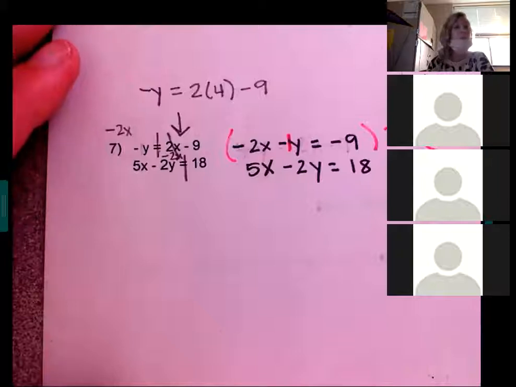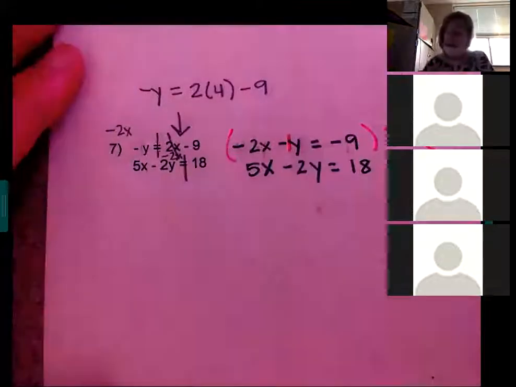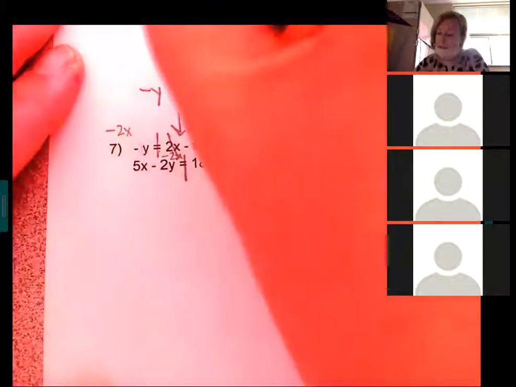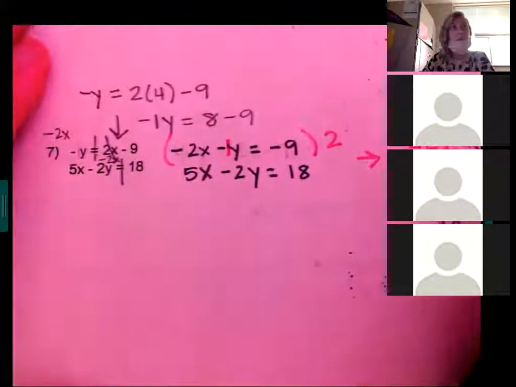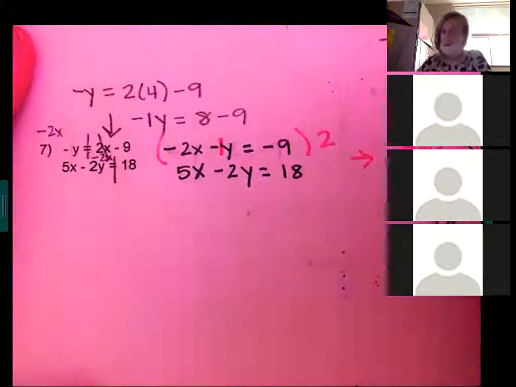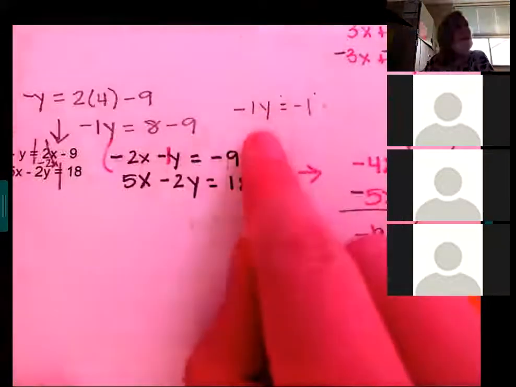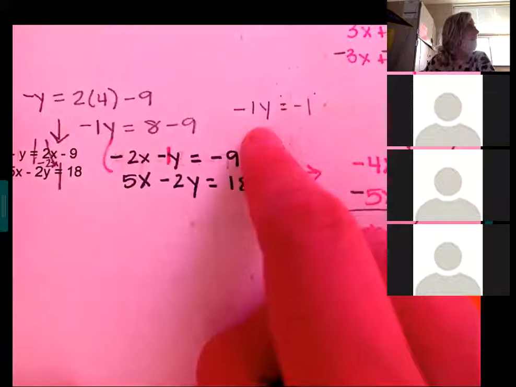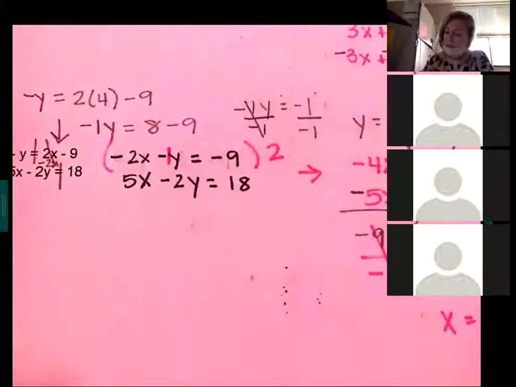All right. What do we do first? Parentheses. What's 2 times 4? 8. And I do like what Skyla said. She said that's negative 1y equals 8 minus 9. What's 8 minus 9? What kind of 1? Thank you. Negative 1. So negative 1y equals negative 1. How do you solve for y? Divide by negative 1. Very good. So y would just be 1. So your final answer would be 4, 1.